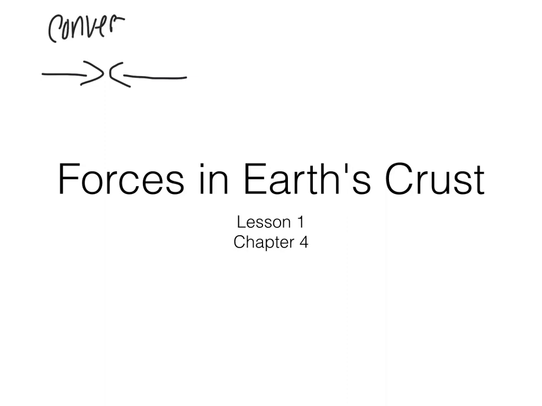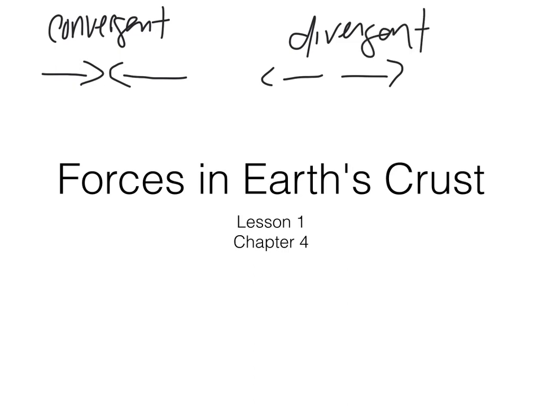We have also two plates that are pulling apart, and we call that, I'm sure you're saying it to yourself right now, divergent. And then we have two plates that are sliding opposite one another, and we call that transform. And we talked a lot about what features form along each of these boundaries. Convergent boundaries, we can have subduction zones if there's oceanic and continental crust. We can also have mountain building if there are two continents that are colliding.